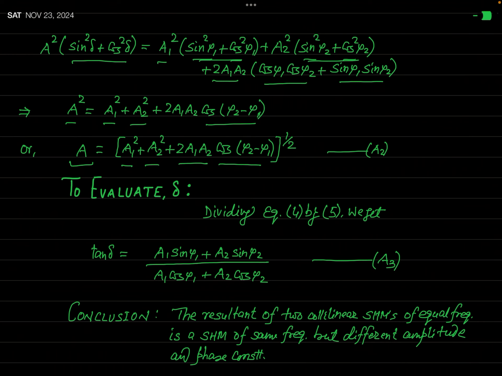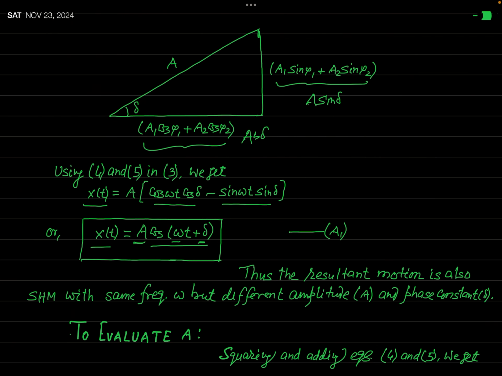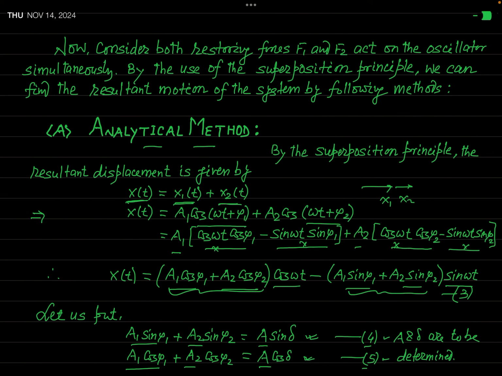So in this way we have obtained the amplitude of the resulting motion. Now the other unknown is delta, which is the phase constant of the resulting motion. To obtain the value of delta, you can see these two equations again. When you divide equation 4 by 5, this A will be removed and delta will be obtained.